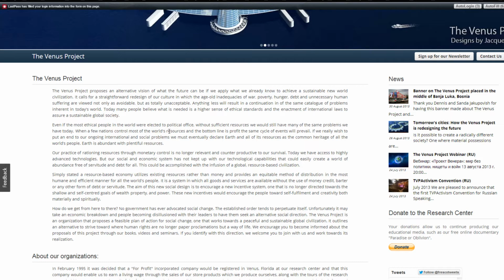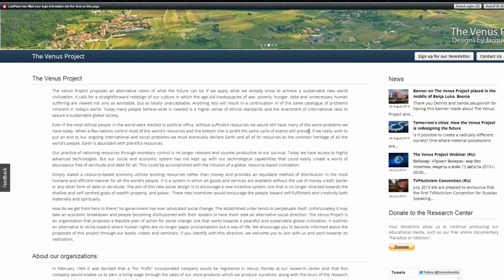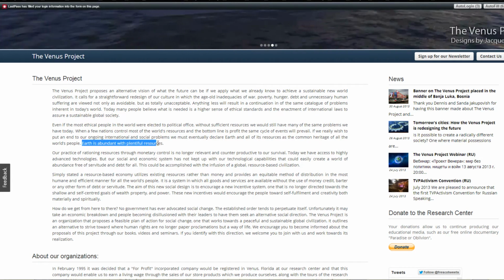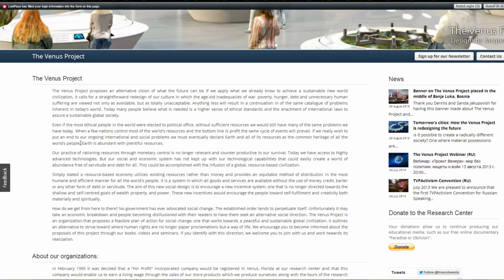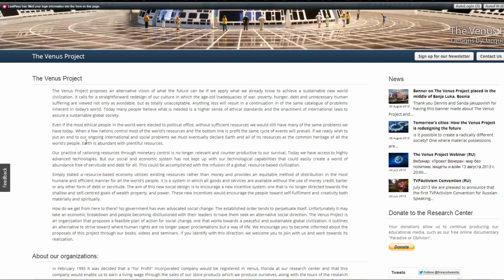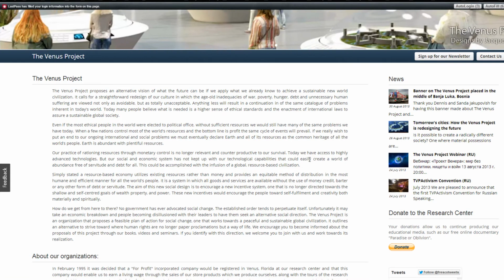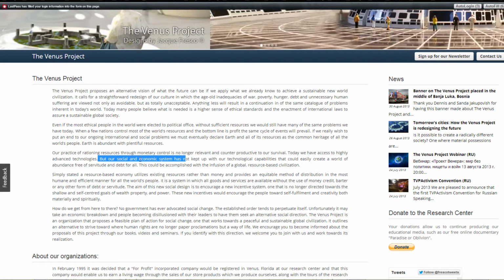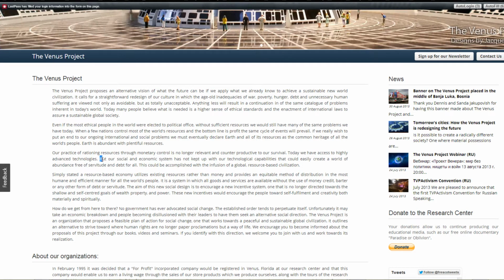When a few nations control most of the world's resources and the bottom line is profit, comma, the same cycle of events will prevail. Also, this last sentence, "Earth is abundant with plentiful resources." It just seems a bit empty of a sentence right there. And it was something like "contrary to popular belief" or something like that. Earth is actually abundant with plentiful resources, something like that. This sentence here, "Today we have access to highly advanced technologies, but our social and economic system," so comma, lowercase b.